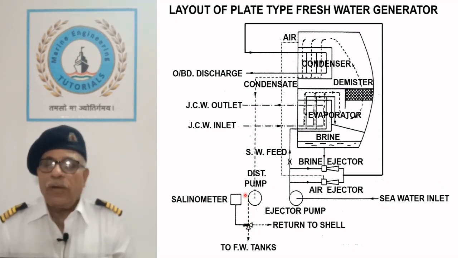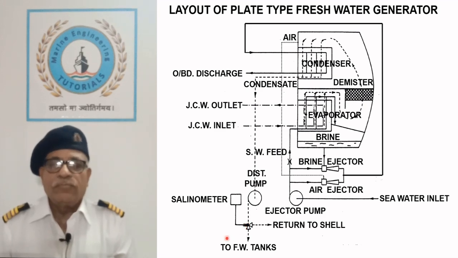The salinometer constantly monitors the salinity of distillate. As long as the salinity is more than 10 ppm, solenoid valve returns the distillate to the shell, which is discharged with brine. When the salinity drops below 10 ppm, distillate is discharged to freshwater tanks.